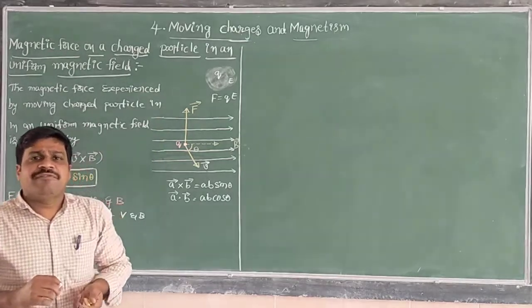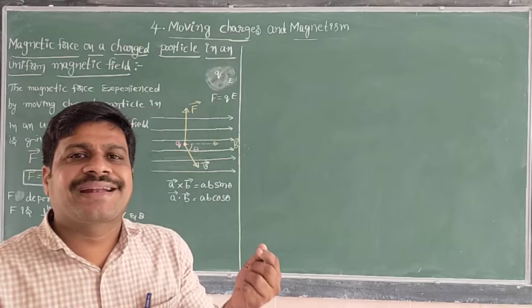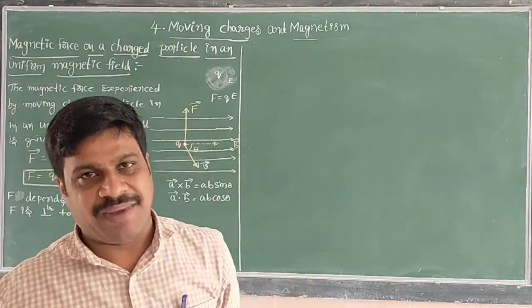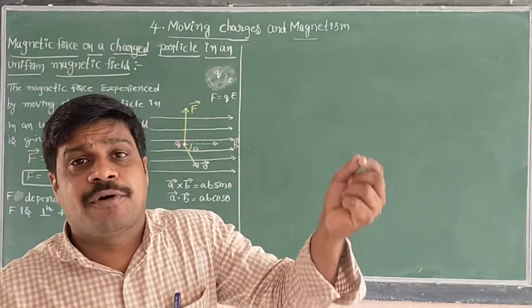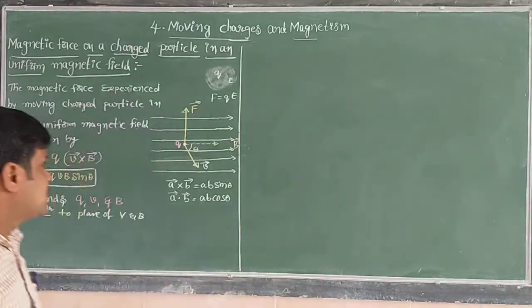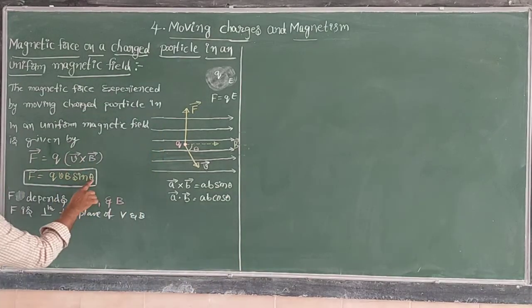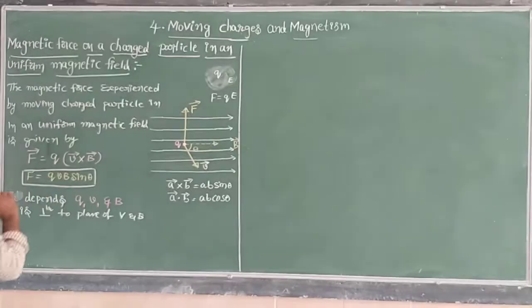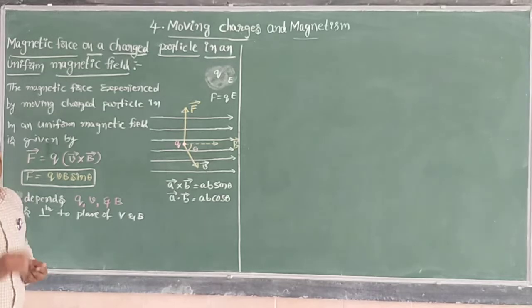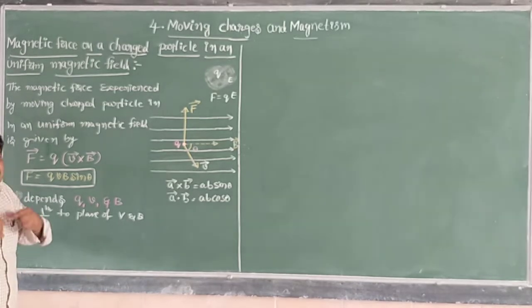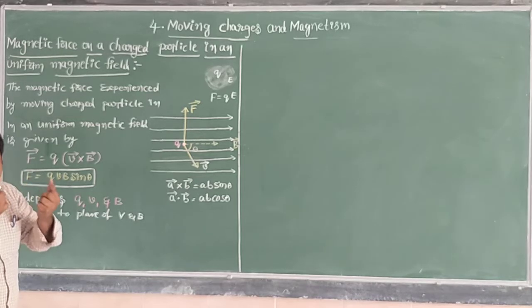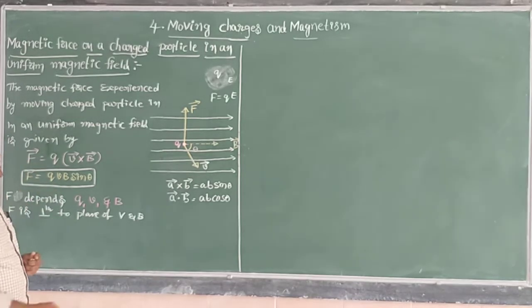Next, when is the magnetic force on a charged particle maximum, and when is it minimum? Suppose theta is such that sin theta is maximum. What is the maximum value of sin? 1. What is the minimum value of sin? 0. Sin theta becomes maximum when theta is 90 degrees.